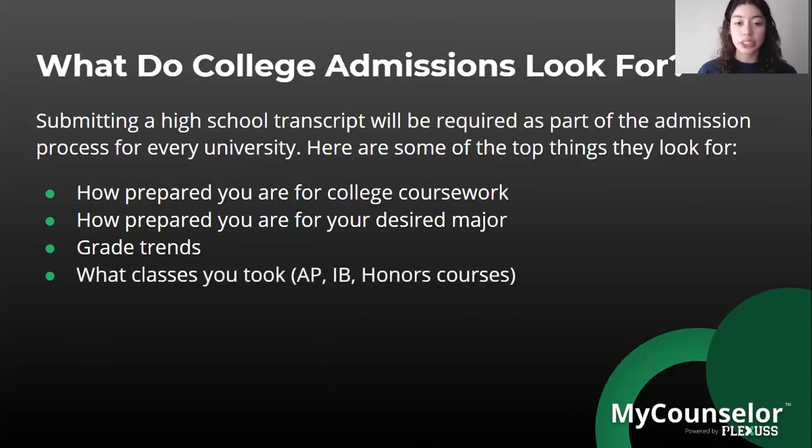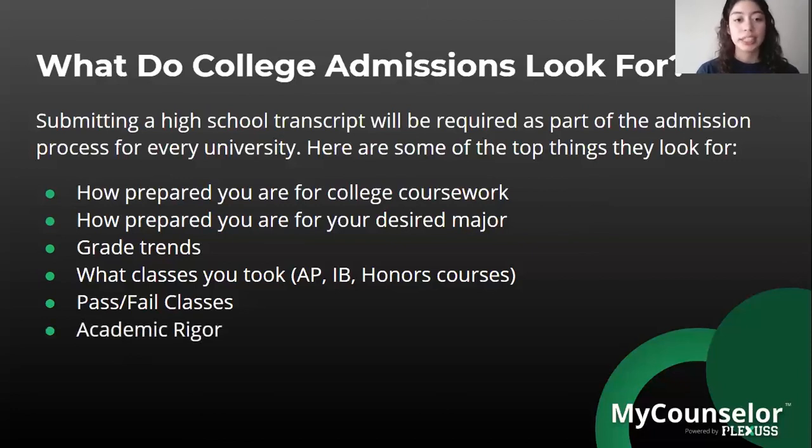What classes you took, such as AP, IB, and honors courses. Your transcript serves as proof that you took these courses. Pass/fail classes. This goes for mostly college courses that you have taken, but maybe sometimes in high school you also have the option of indicating a class in your transcript as pass/fail, meaning that you won't have a grade for that class. You will either have pass or fail.